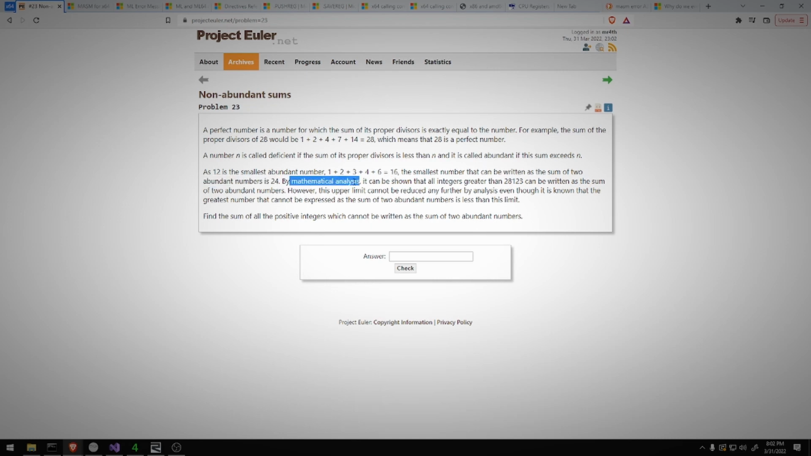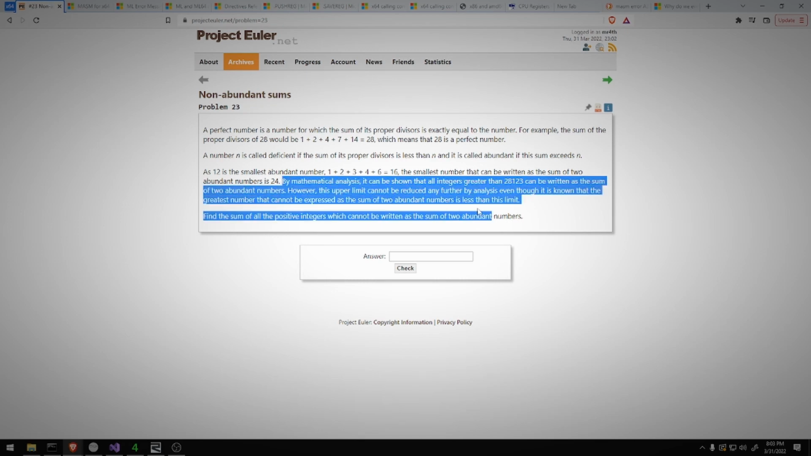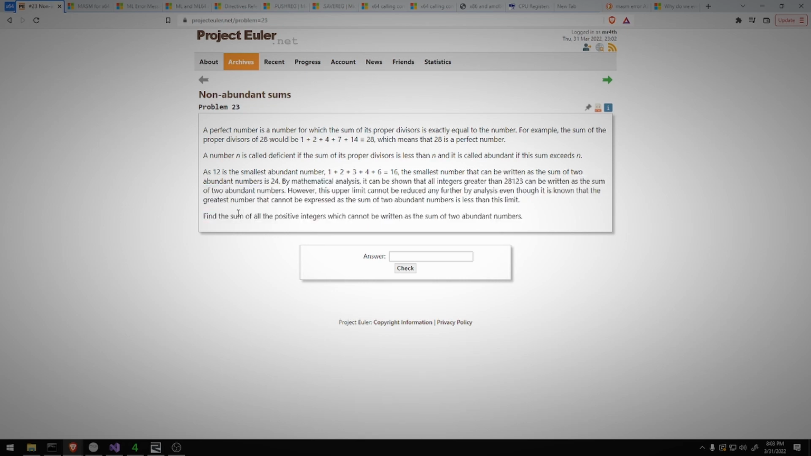By mathematical analysis, it can be shown that all integers greater than 28,123 can be written as the sum of two abundant numbers. However, this upper limit cannot be reduced any further by analysis, even though it is known that the greatest number that cannot be expressed as the sum of two abundant numbers is less than this limit. It's an interesting comment. I don't exactly know what mathematical analysis means, but anyway. Find the sum of all the positive integers which cannot be written as the sum of two abundant numbers.